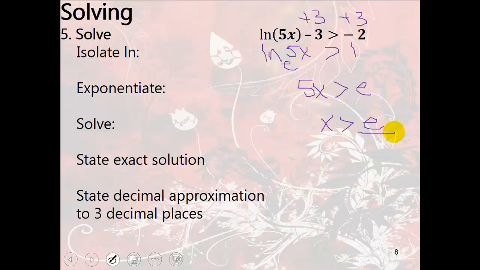So I get e over 5. Here's my exact solution, e divided by 5, and then to get a decimal approximation, I use my calculator. Second, e to the x, 1. You have to put that in as a 1, and then enter, divided by 5, and you get 0.5436, so that would be x has to be greater than 0.544. All right, very good.